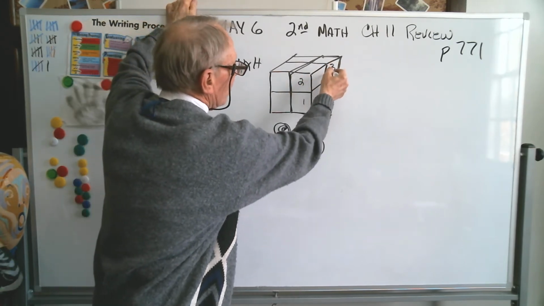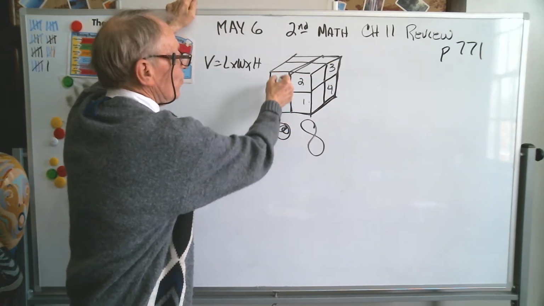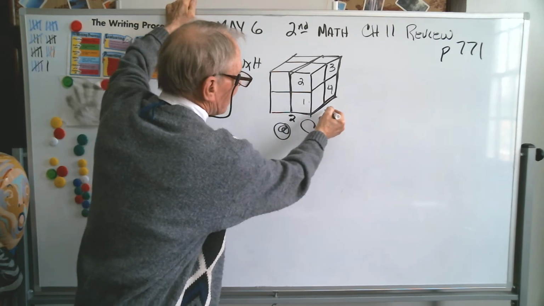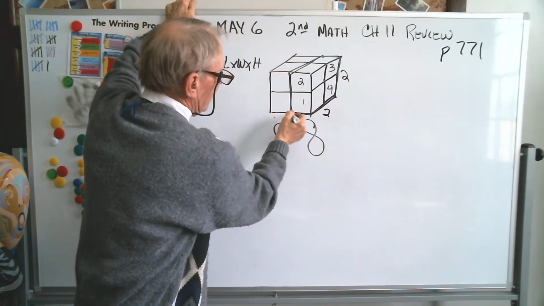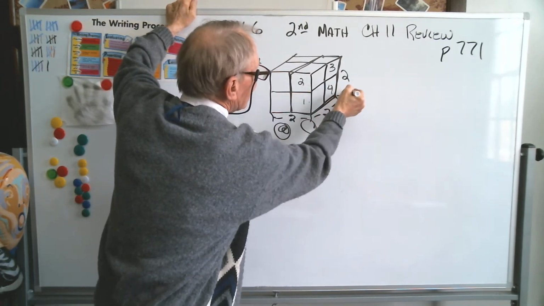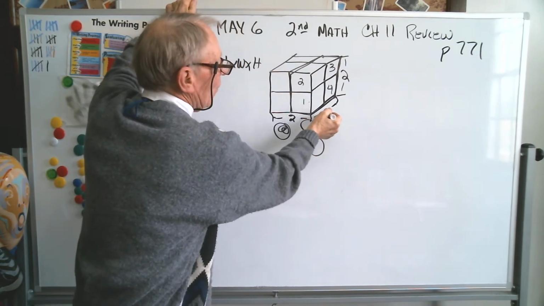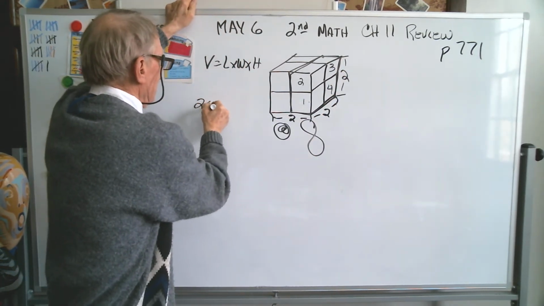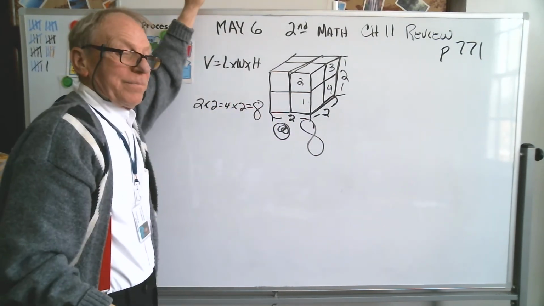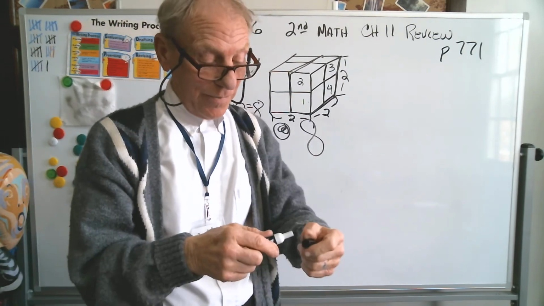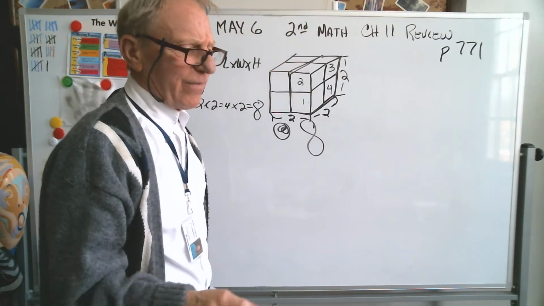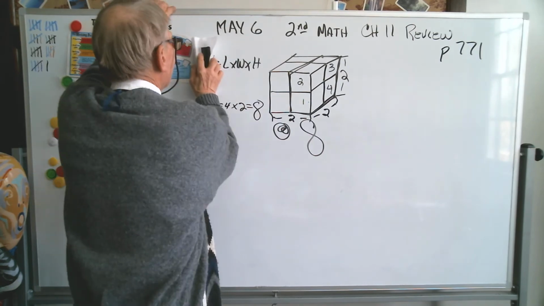There's 1 block, 2 blocks, 3 blocks, 4 blocks, and then there's 2 rows of 4 blocks. Altogether, there's 8. If I did the multiplication, you see it's 2 blocks here, and then it's 2 blocks here, and then it's 2 blocks here. Length, width, height. 2 times 2 equals 4 times 2 equals 8. Taught you something you're not going to learn until well into the 3rd grade. If you can figure that out, you're pretty close to a genius.